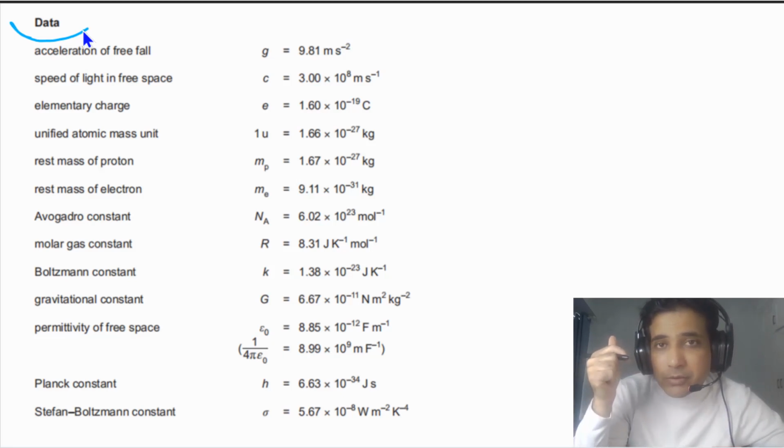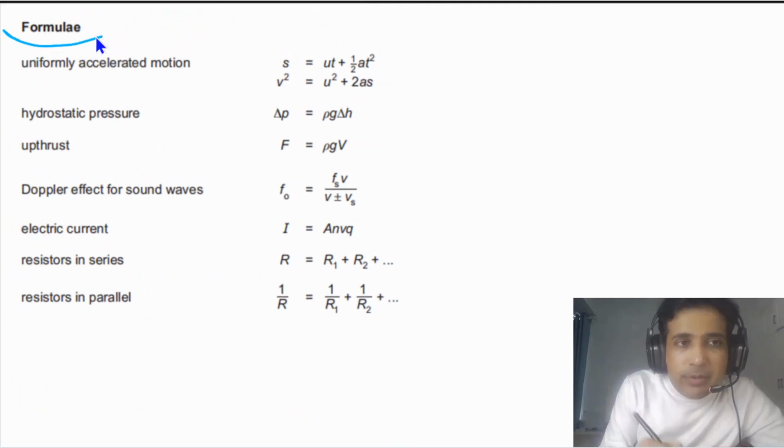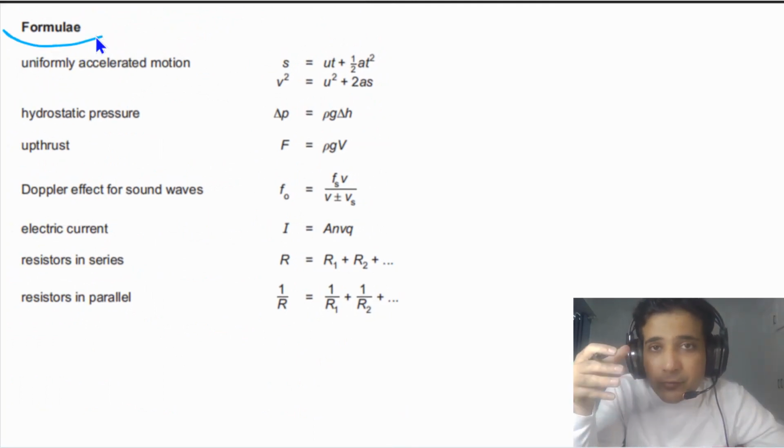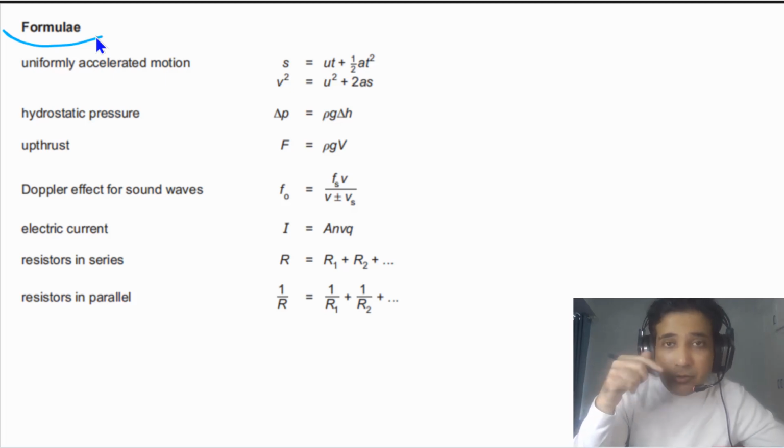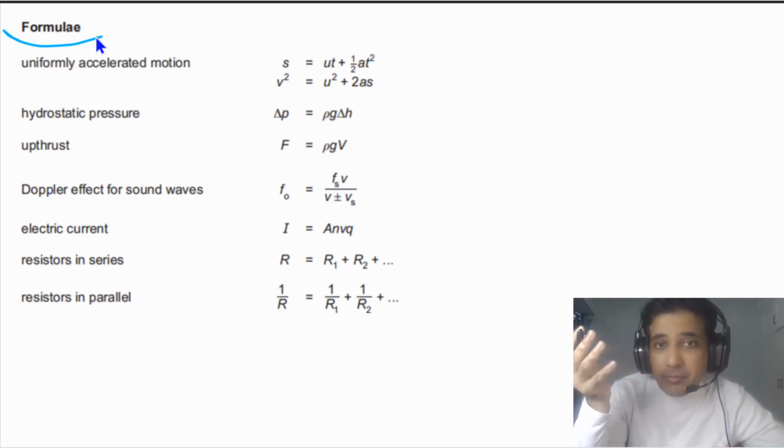On the second page of the exam paper, you can also find some important formulae, but these are not all the formulae you need for AS physics. So in the exam, if you have forgotten any formula or you just want to double check, you can come to the second page and find some basic and important formulae.